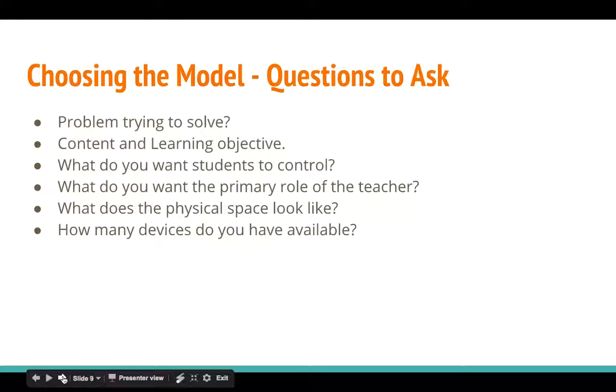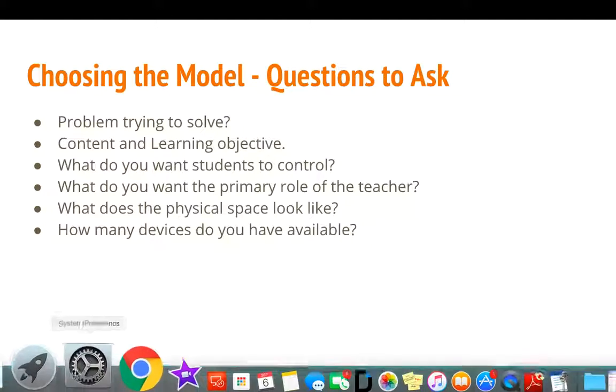You have to choose the correct model, and you have to ask questions of yourself when you're starting to look at blended and flipped learning models in your classroom. You know, what problem are we trying to solve? What is the end product we want our students to have? What's the content and learning objective? What do we want students to control? What do we want the primary role of the teacher to be? And what does the physical space look like? And how many devices do I have available? And how can I monitor those devices to make sure students are actually getting the content? So these are questions that you start to ask yourself as you go through the blended learning model.